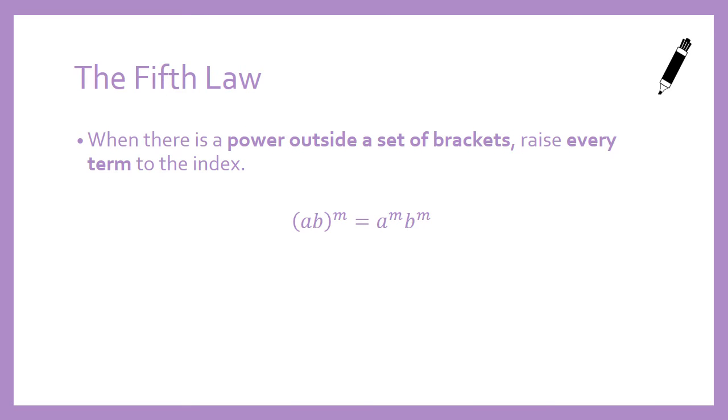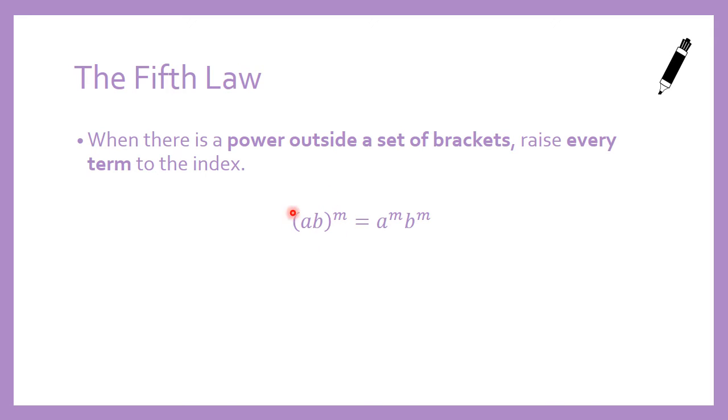The next law, the fifth law, is the distribution law. When there is a power outside a set of brackets, you raise every term inside that set of brackets. So if I have a times b in brackets raised to the power of m, that means a is raised to the m and b is raised to the m, because these are multiplied. Now they don't have the same base, so we can't simplify this further.